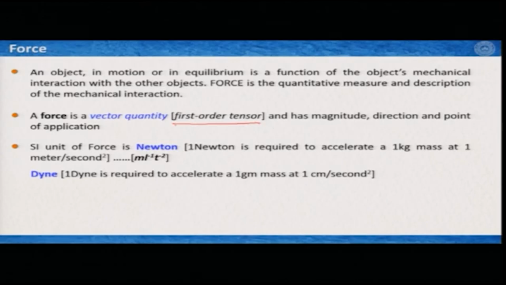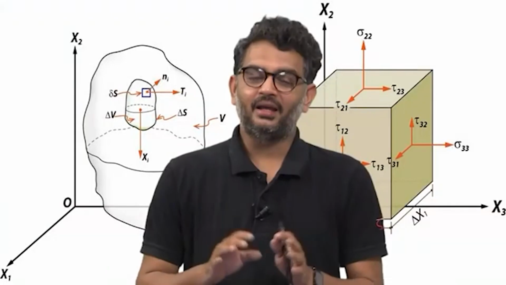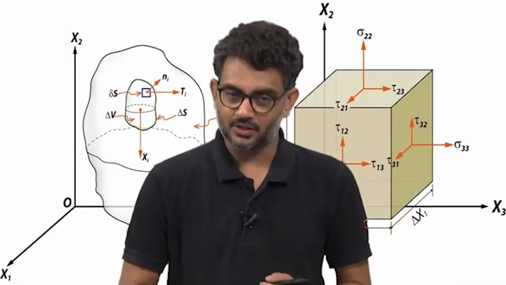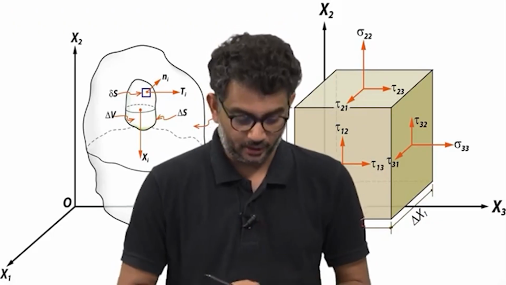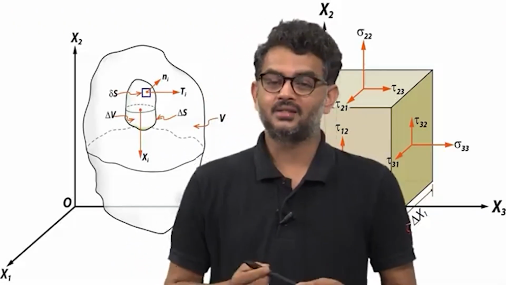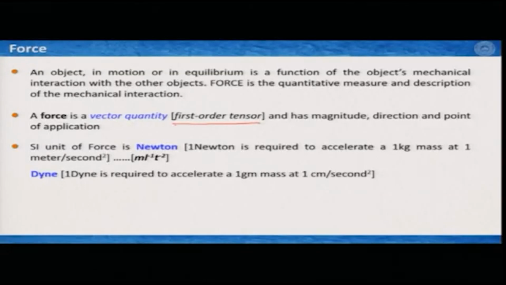Therefore, a vector is a first order tensor, and there are possibilities of second and third order tensors, which are not typically vectors, or even higher order tensors. We will learn about it soon, but not in detail; we will just describe what this is. So a vector is generally a first order tensor. Force, as it is a vector quantity, has a magnitude, direction and point of application.